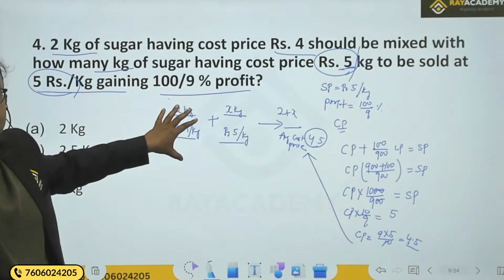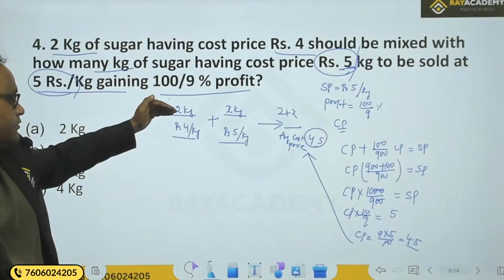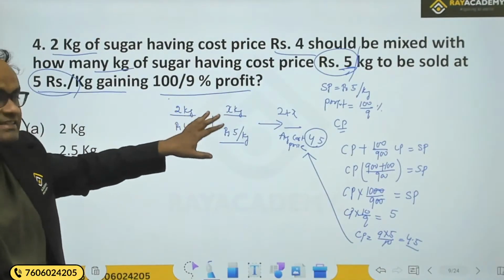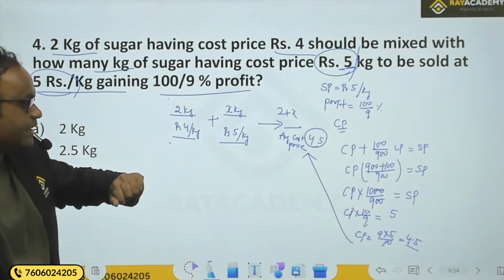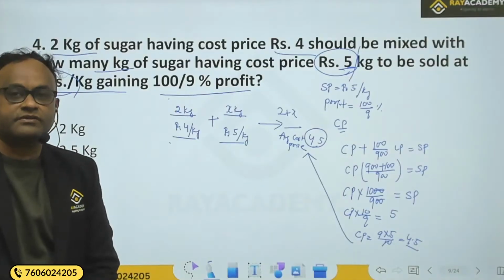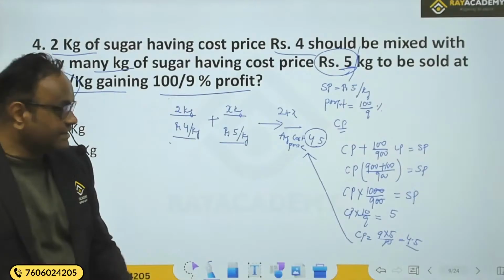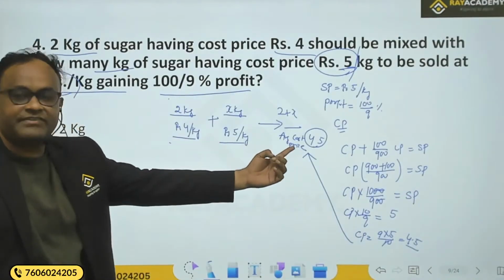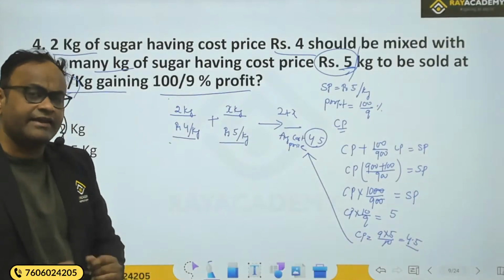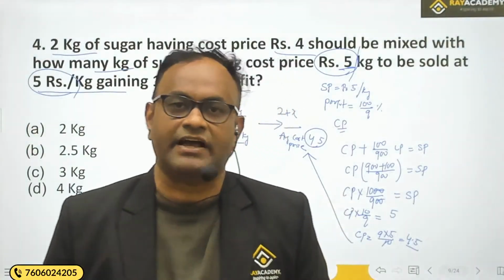Two varieties of sugar: one is 2 kg at 4 rupees per kg, mixed with another variety of sugar, that is x kg, at 5 rupees per kg. You are getting an average cost price of 4.5 rupees, 4 rupees 50 paisa. Now you can find the value of x. Here the average is given but in an indirect way, so again we will go with the alligation method. Alligation method is the simplest one if the average is given.